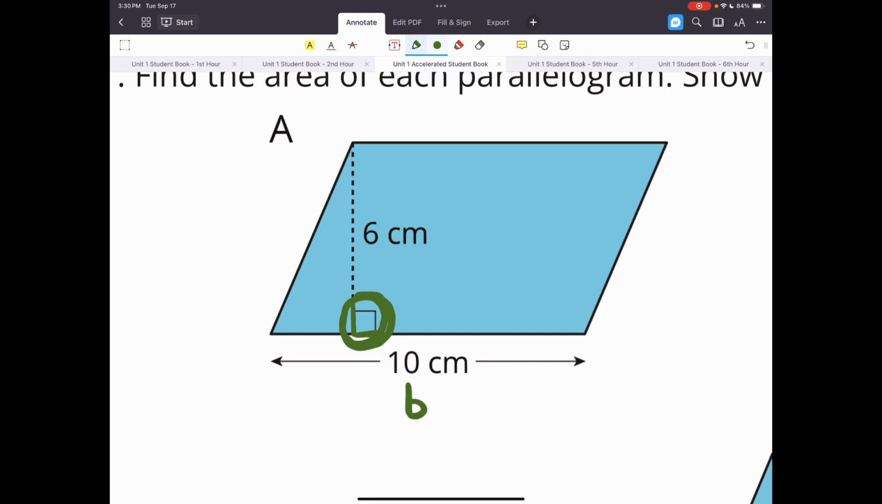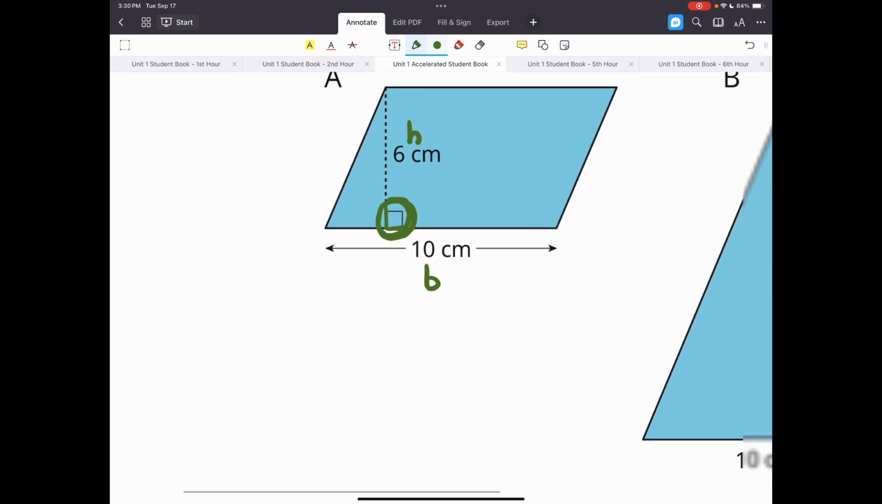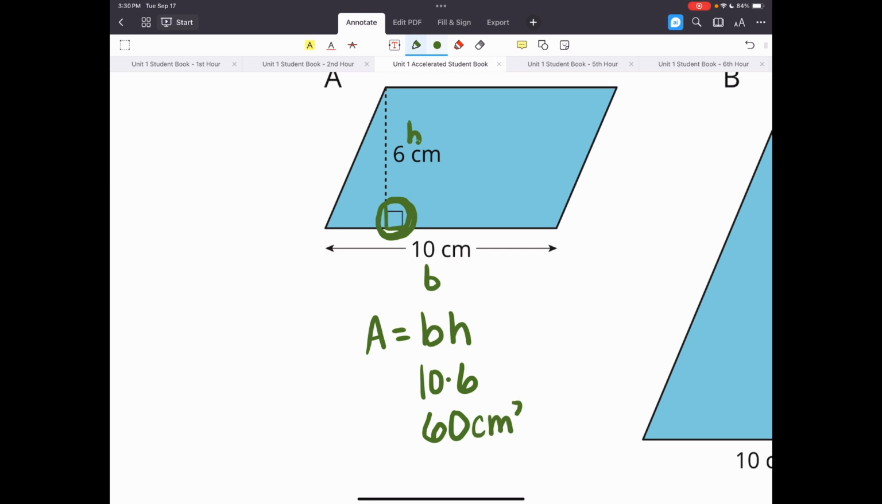So my base is 10, my height is 6, so I'm going to plug it into my formula. Base times height is 10 times 6. 10 times 6 is 60, and it's centimeters squared because they gave us those units of measurement. Okay, that is the most straightforward one.